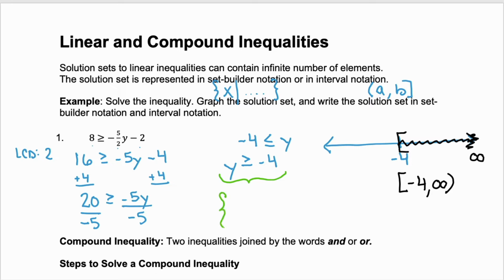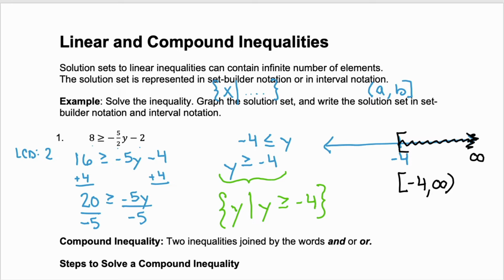where this simplified inequality gives us our set builder notation. We do the braces, we write our variable, which here is y, such that, and then we write the restriction on y. And that restriction is that inequality. y has to be greater than or equal to negative 4. And then we close the braces.